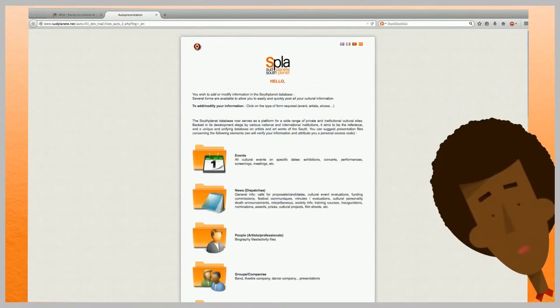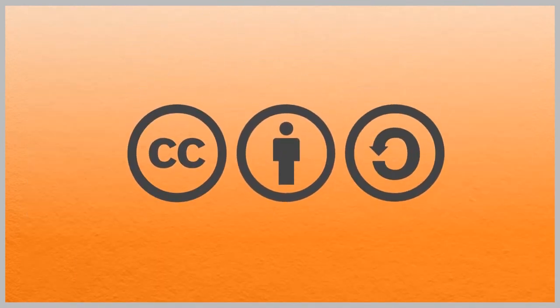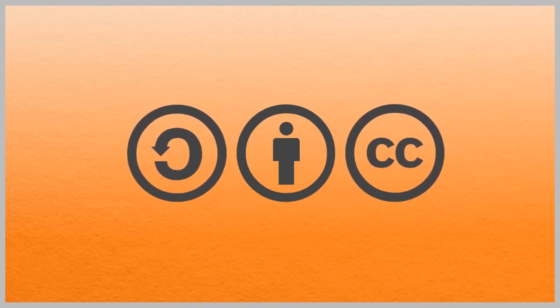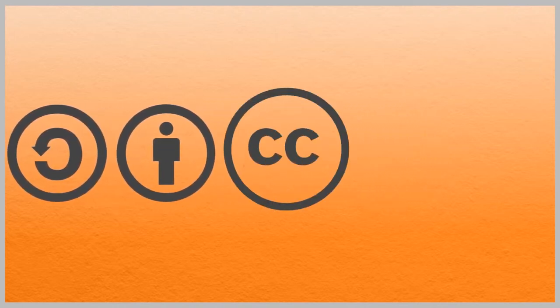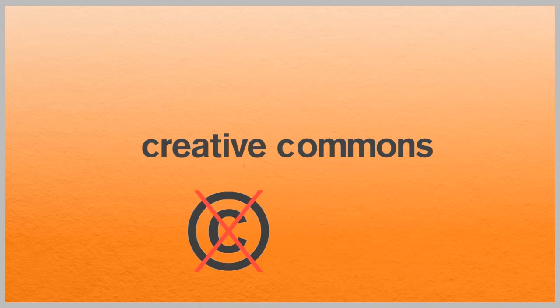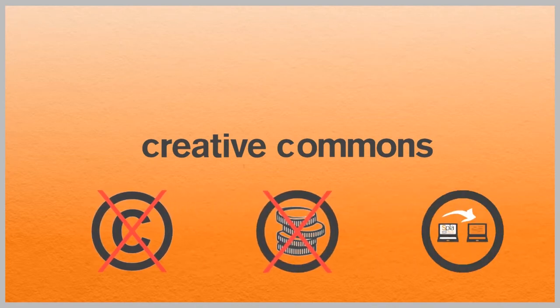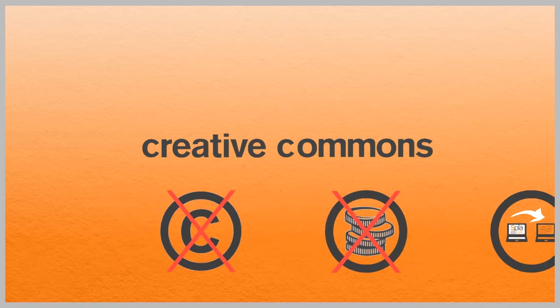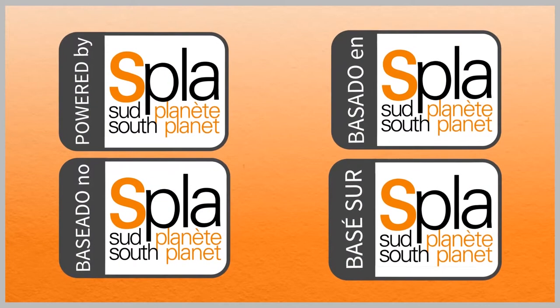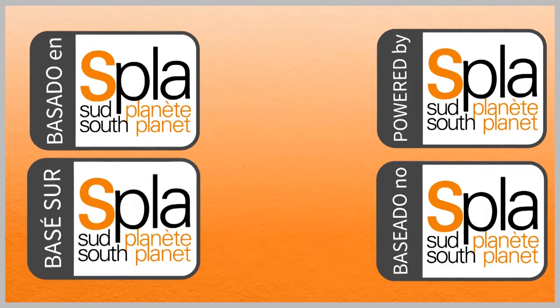Who does the data I enter belong to? South Planet content comes under the Creative Commons Attribution Share-alike license. That means no one owns the site's data. Its content can thus be freely reused and modified, so long as the source is cited, and that it is in turn redistributed under the same license.